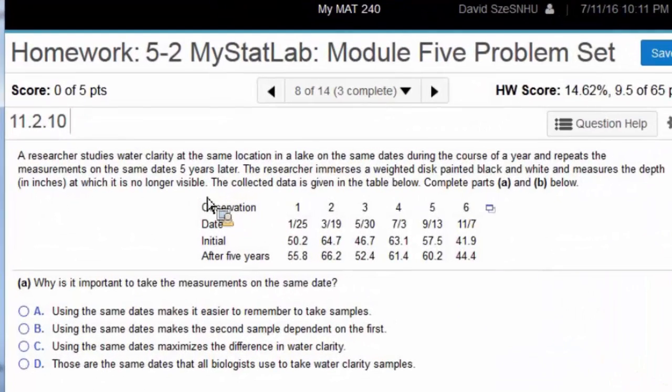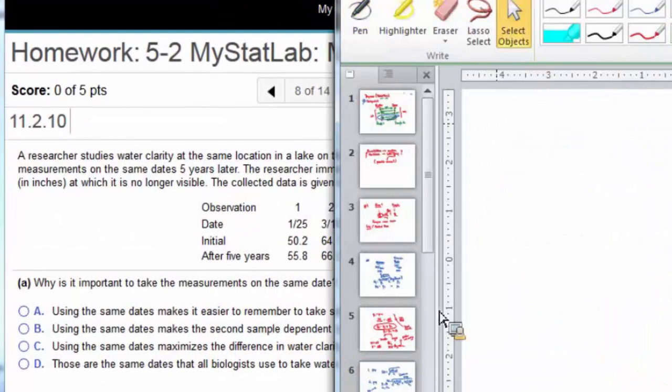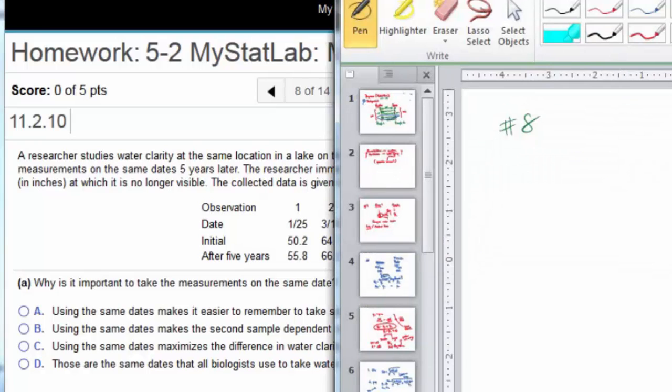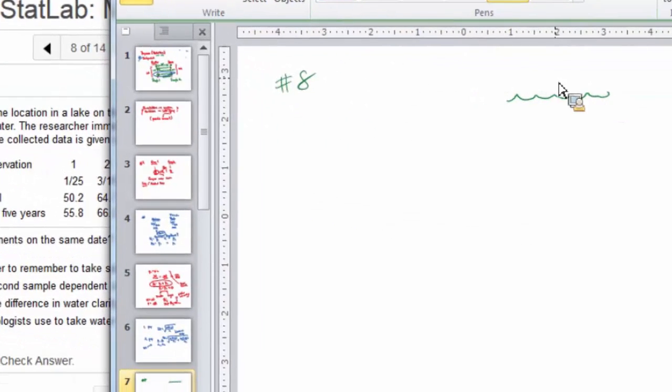Okay, so researcher number 8. Researcher studies water clarity, repeats it on the same dates 5 years later, immerses a disk, and sees how long he can see it. So this is the lake, and the researcher is there in a boat and has some kind of a disk on a string that's black and white.